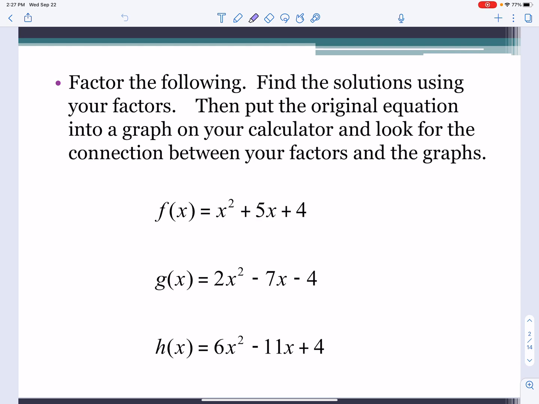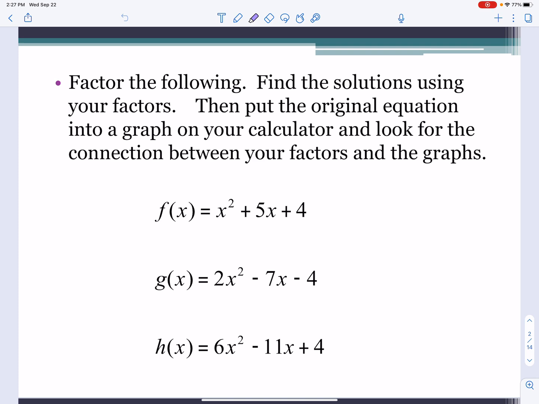All right, I am going to have you guys do this as a warm-up just on a sheet of paper. This is gonna help you understand what we're doing today. I would like you to factor these three, and then I would like you to pick up your calculator, and I would like you to do each one separately. Look at your factors and look at the graphs. So this is the warm-up.